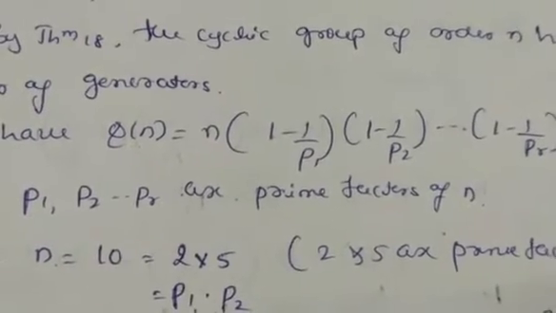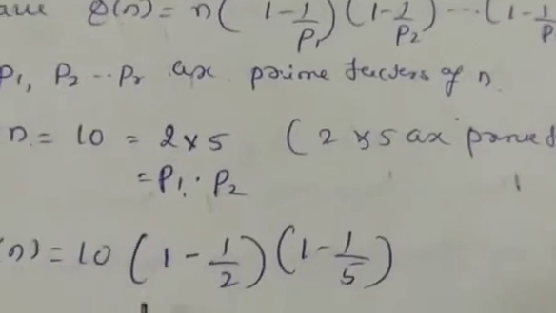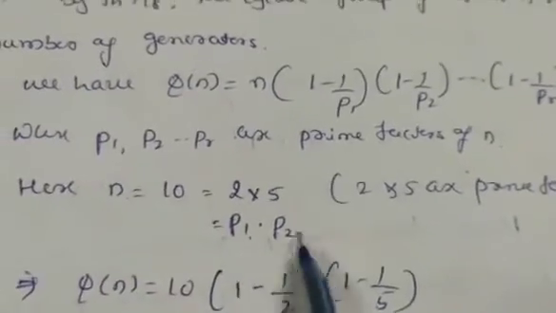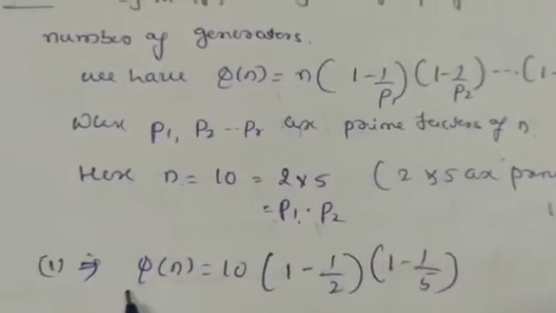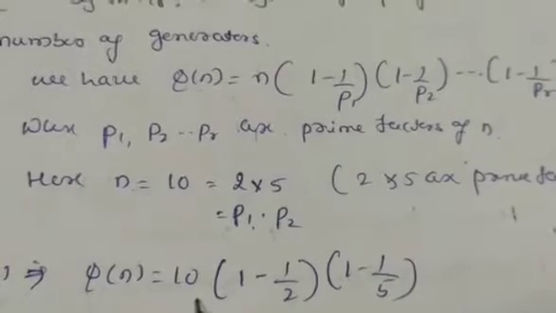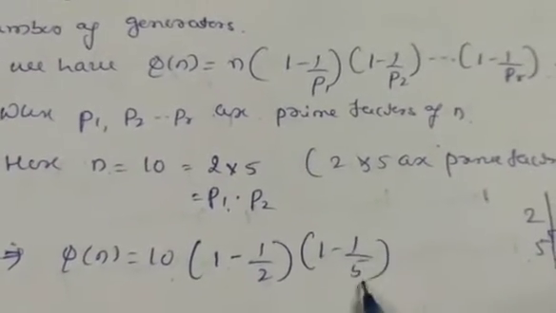Here p1 is 2 and p2 is 5. So substitute p1 and p2 in equation 1. Phi of n is equal to 10 into (1 minus 1 by 2) into (1 minus 1 by 5).